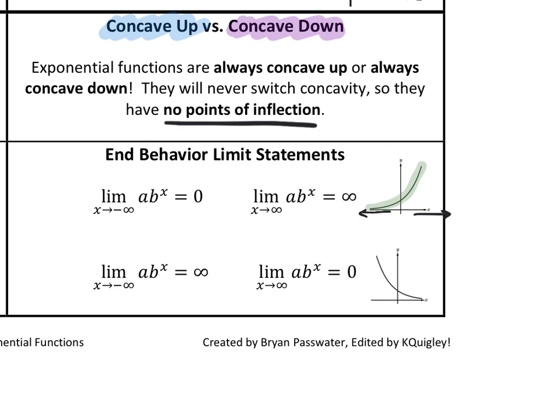Up to infinity. So for our growth graphs, where b is greater than 1, you're going to have this limit statement for your end behavior. But if you have your decay function, because it kind of switches, as you go to the left, what's happening with my y values? It's going up to infinity.